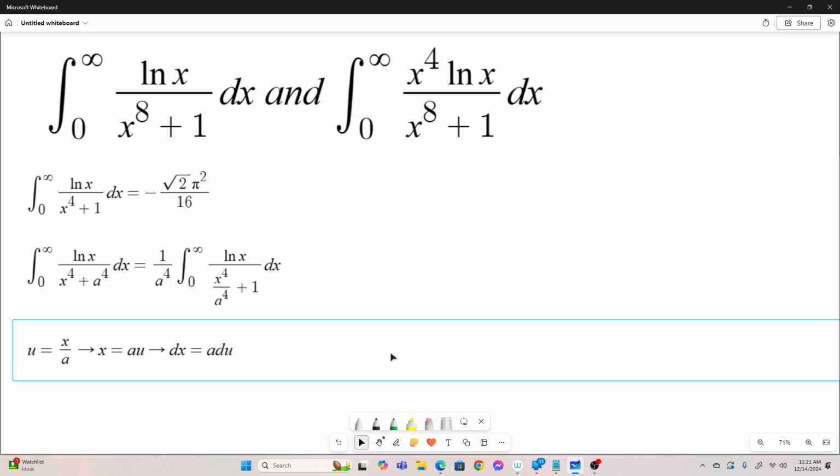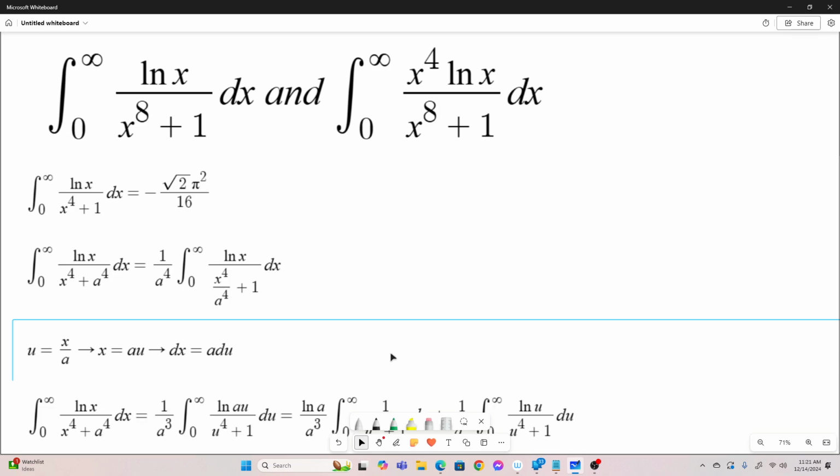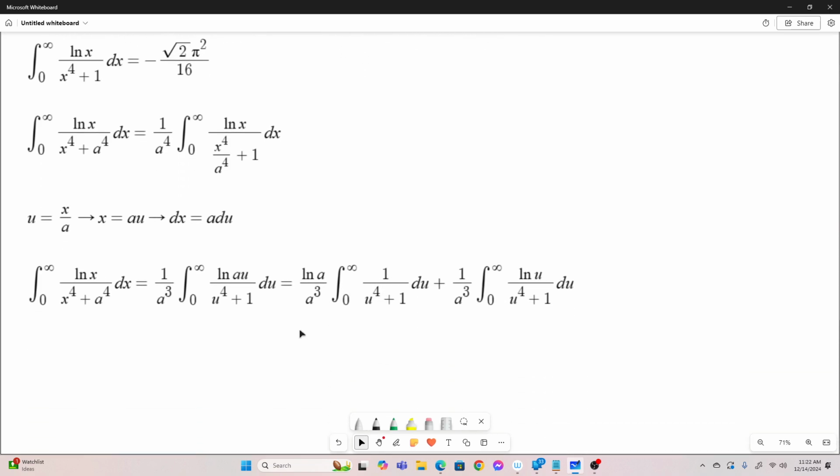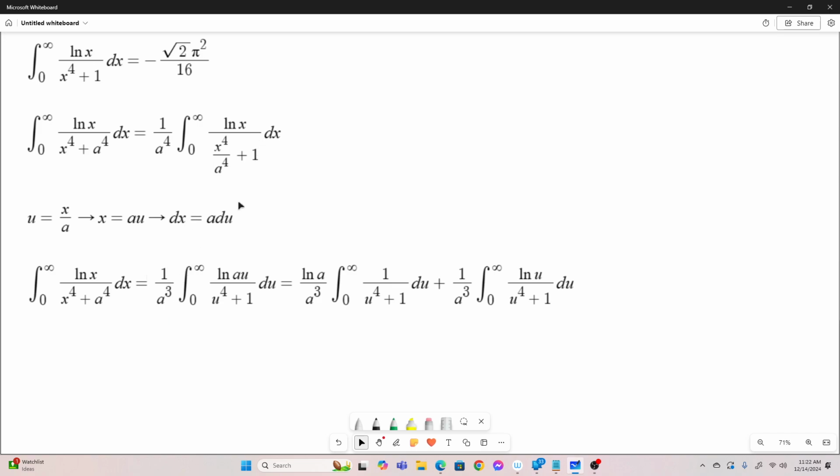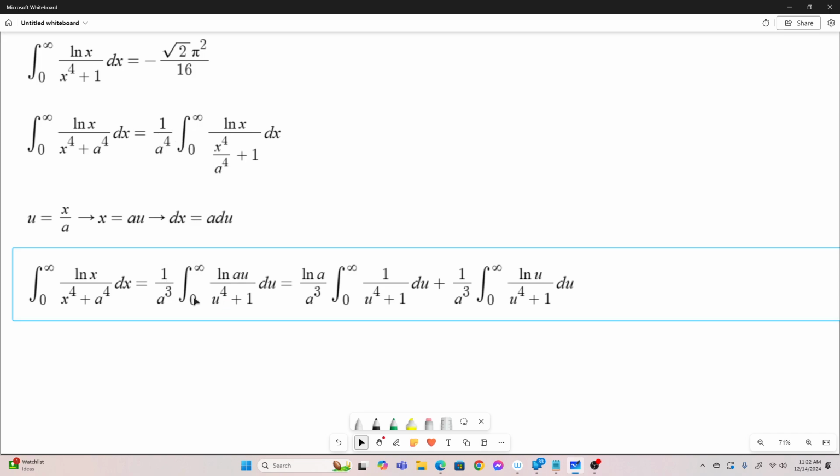Then we make the substitution, u is equal to x over a, implying x is equal to au and dx is equal to a du. And next, we plug in that substitution right here. You'll see we'll get a 1 over a cubed due to the fact that our dx is a du, canceling one of these a's here. Our bounds of integration are not going to change.